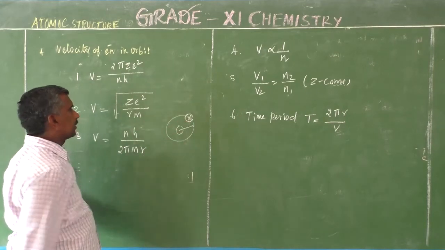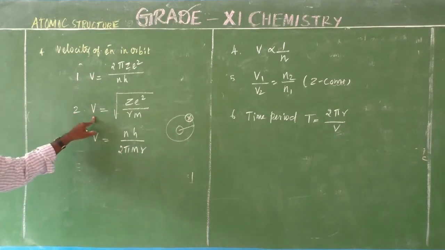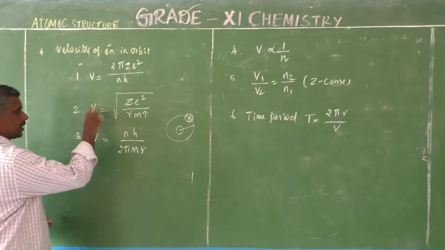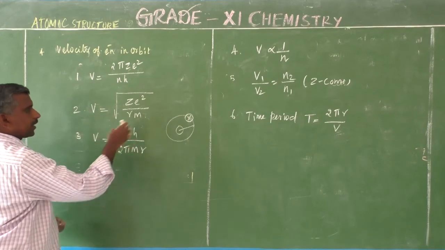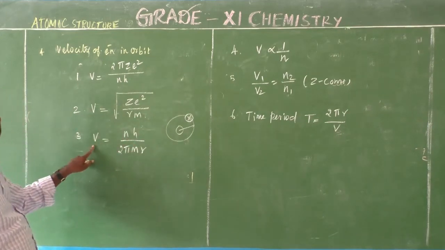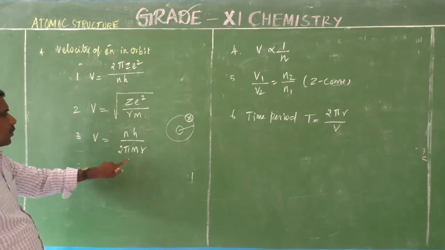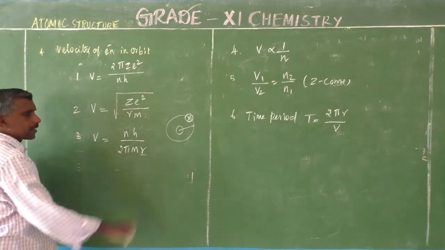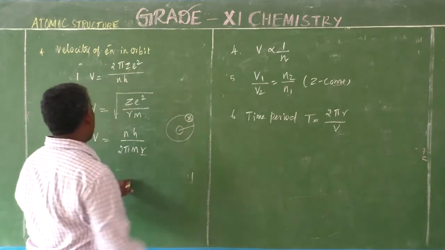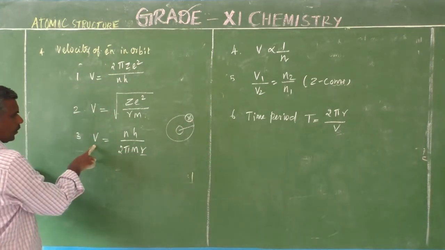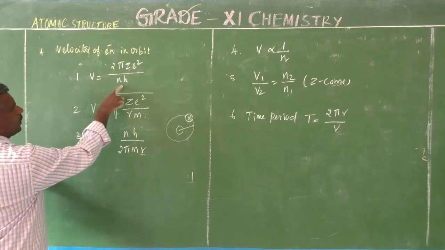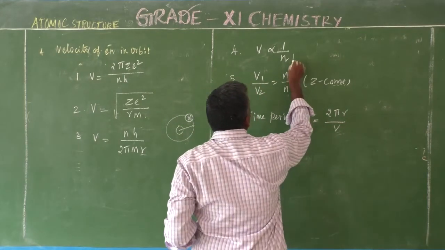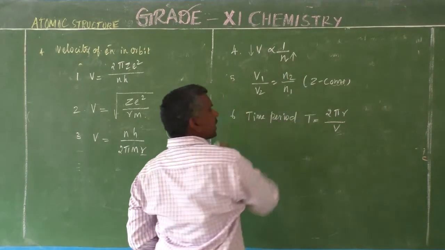m is the mass of the electron. So as the mass increases, the velocity decreases. Now the third formula: V is equal to nh by 2 pi m r, where r is the radius. Now the fourth formula: consider V is inversely proportional to n. So as the orbit size increases, the velocity decreases.